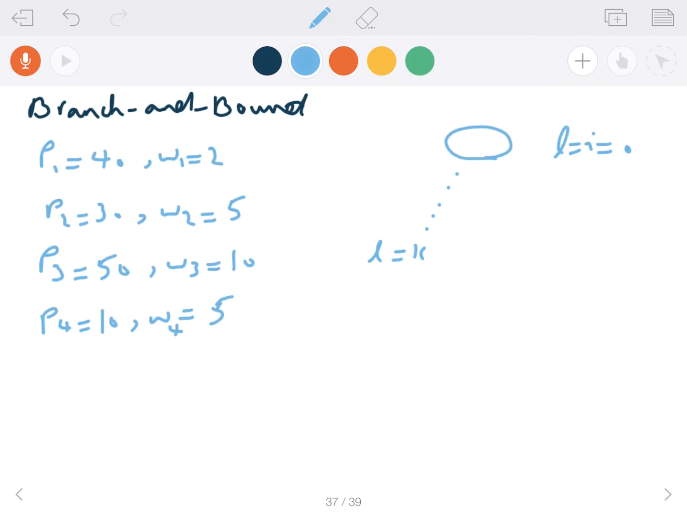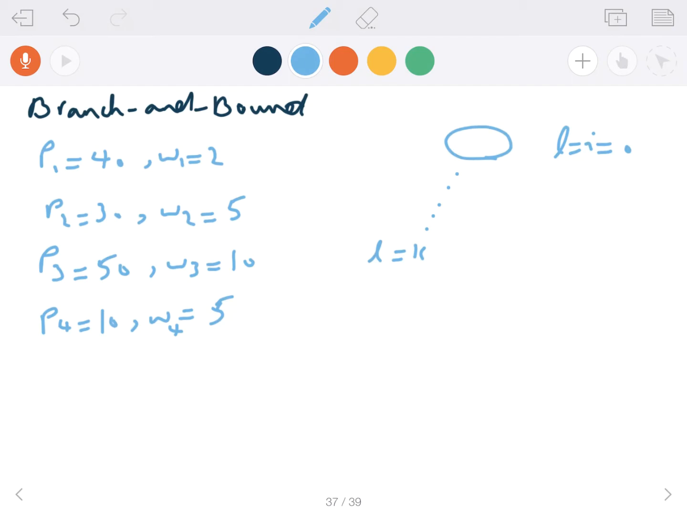Now let's see what branch and bound means. Assume that we have these four items, P1 to P4, that are the values, and weight 1 to weight 4, that are the weights for the four items. The goal, as the 0/1 knapsack problem says, is to pick as many items as we can that have the maximum value together.